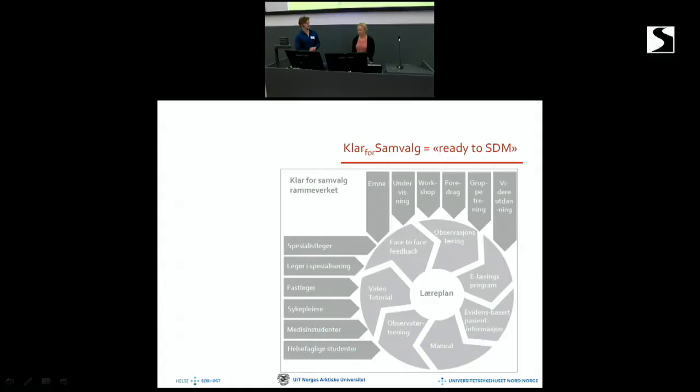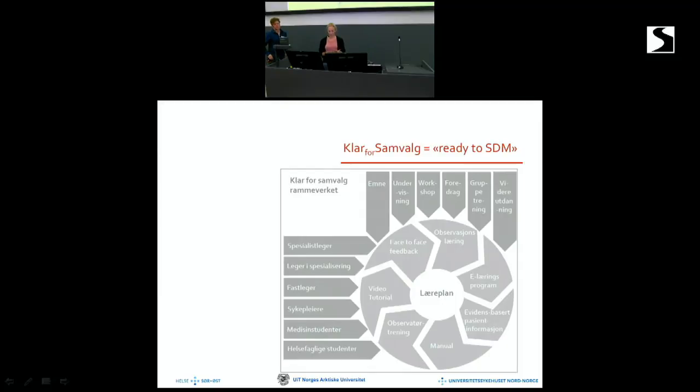Maybe you can explain, because it's your PhD work about that. We call this framework Ready to SDM, or Klar for samvalg, and we are just at the start of developing it. It's a part of my PhD. And we want to develop a training for health professionals in shared decision-making, because we don't have any of this in Norway yet. We have no structured training for any health professionals in shared decision-making. We don't have it for medical students or nursing students either. So we have to do something about that in Norway, and hopefully we can.